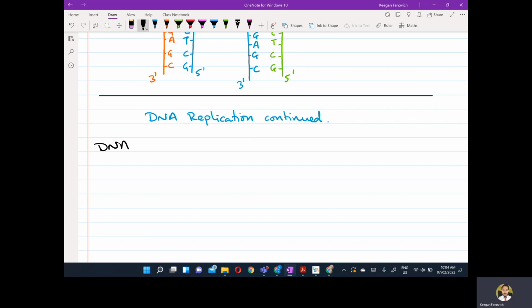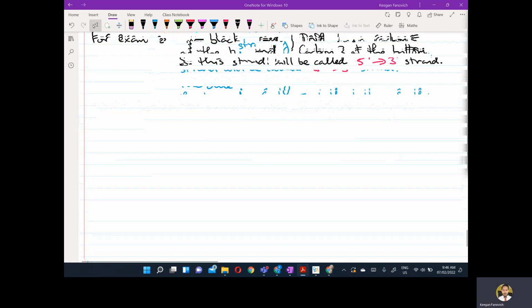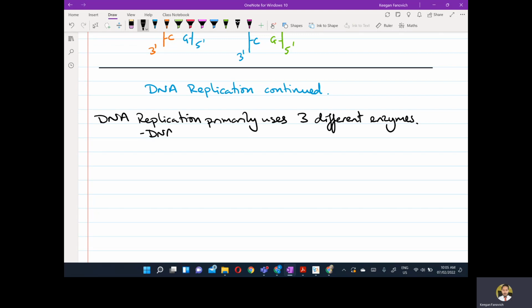So DNA replication primarily uses 3 different enzymes. Okay, so the first one is called DNA helicase. The second one is known as DNA polymerase. And the third one is known as DNA ligase.